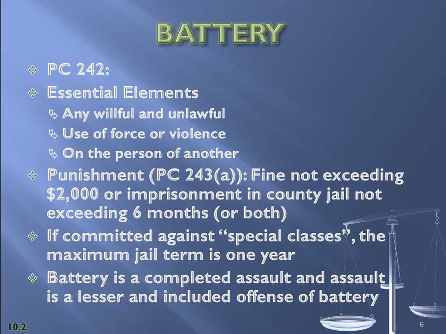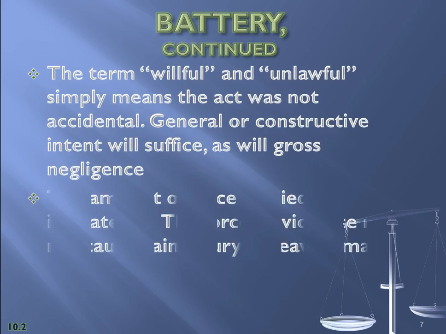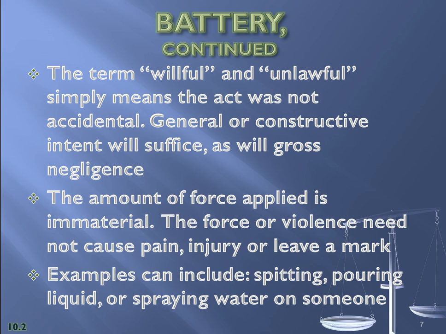Punishment for battery, 243A, fine not exceeding $2,000 or imprisonment in county jail not exceeding 6 months or both. Remember, if committed against special classes, the maximum jail term for battery is going to be 1 year. And battery is a completed assault, and assault is, in fact, a lesser and included offense of battery. Now, when we talk about those terms, remember, willful and unlawful. Let's take a look at those two things that we need to kind of define further.